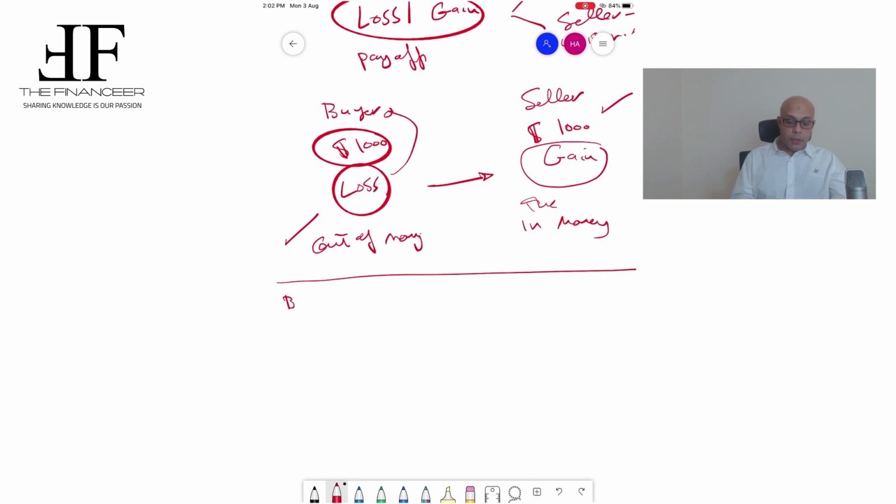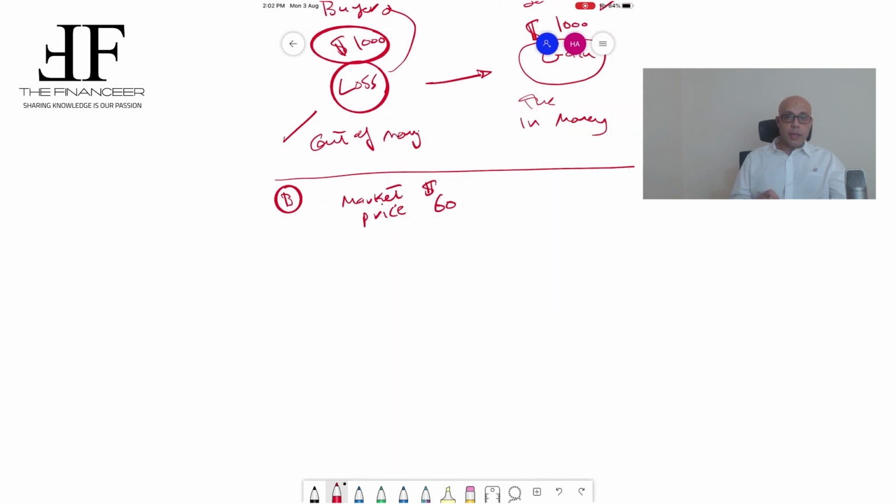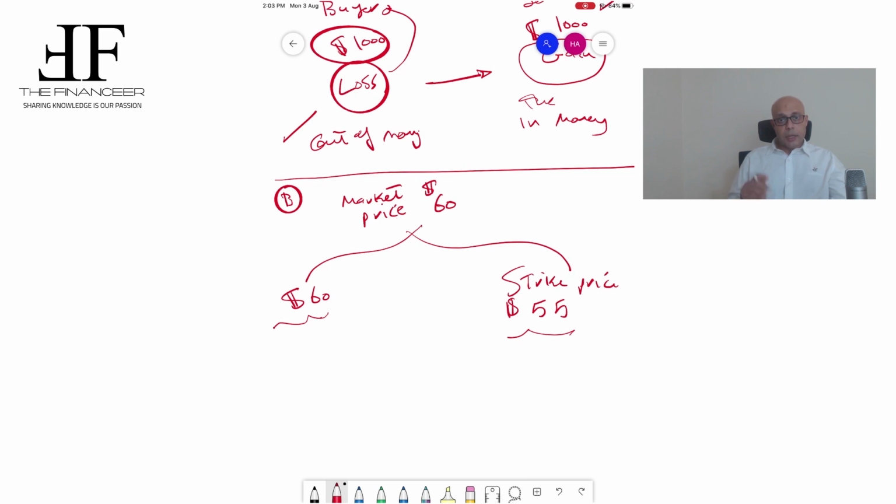Assume that in scenario number B, the market price is $60. Again, we need to take a decision. If you are a buyer, you have two options. Either to go to the market and pay $60 to purchase this share, or to exercise the option, and this time you are going to pay the strike price, which is $55. Which is more beneficial for you, paying $60 or paying $55? Definitely the answer is to pay $55 and acquire the share.